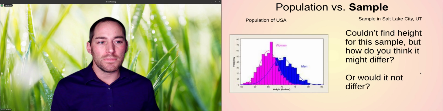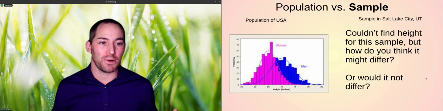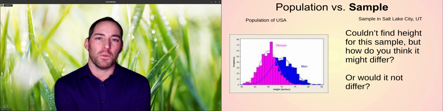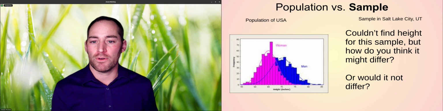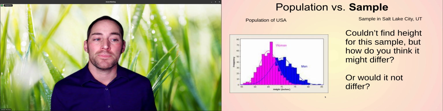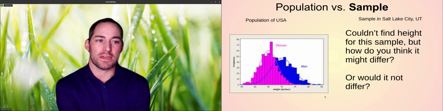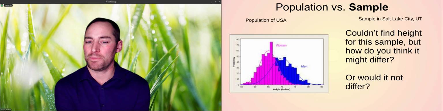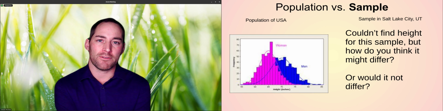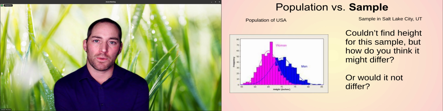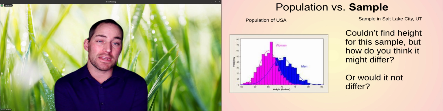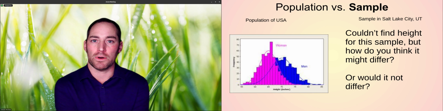So I couldn't actually find a height breakdown graph for people in the US, but this leads us to a good question. Would it be different? So this is the population graph for height differences in the USA. Would it be different in Salt Lake City or just Utah? So let's say we sampled people in Salt Lake City. Would the graph of heights be different? Why or why not? So pause really quick, maybe take a couple notes, make a note of why you think it is or why you think it's not different, and then I will continue for a second.